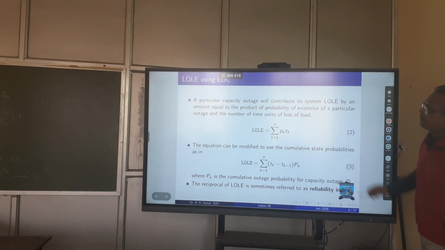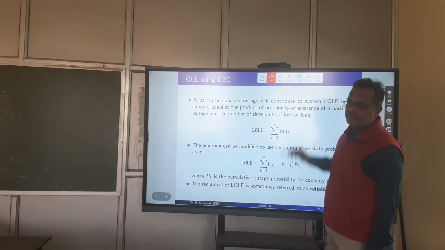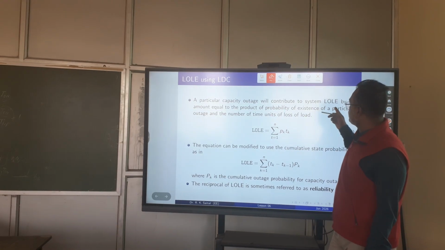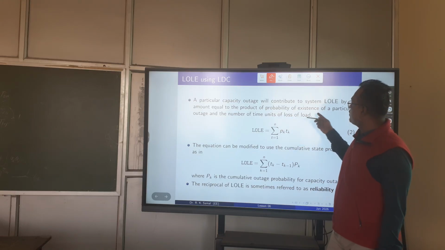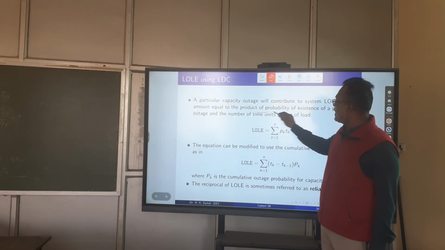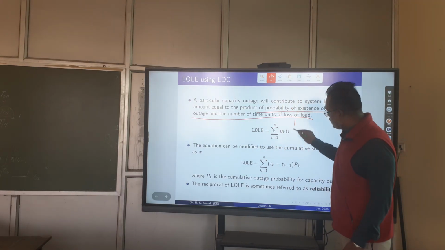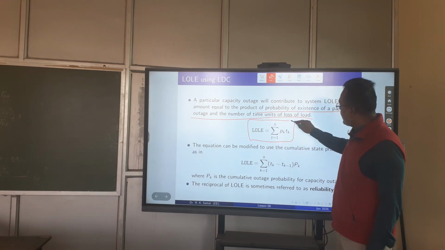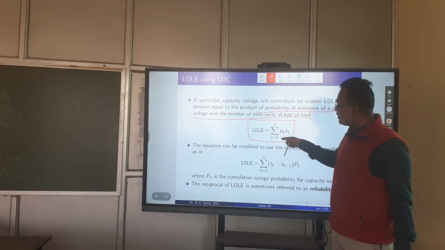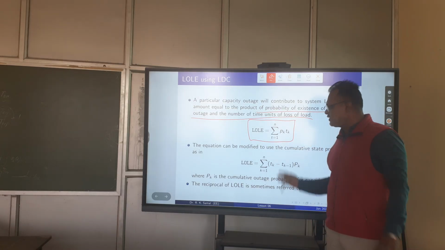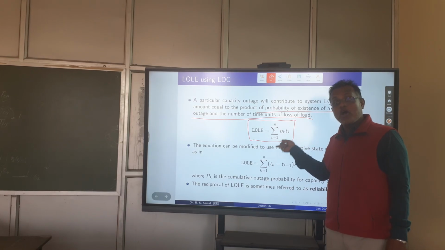So what is the formula for LOLE using the load duration curve? In the first part we saw LOLE using normal peak load versus number of days it is occurring. In the second case we are using LDC, load duration curve. A particular capacity outage will contribute to the system LOLE by an amount equal to the product of the probability of existence of the particular outage and the number of time units of the load loss. So from the figure, LOLE using LDC will be given by the summation of Pk Tk. Write it down. This is exactly the same as the earlier one, but in this case we are using the loss of load probability from the load duration curve.